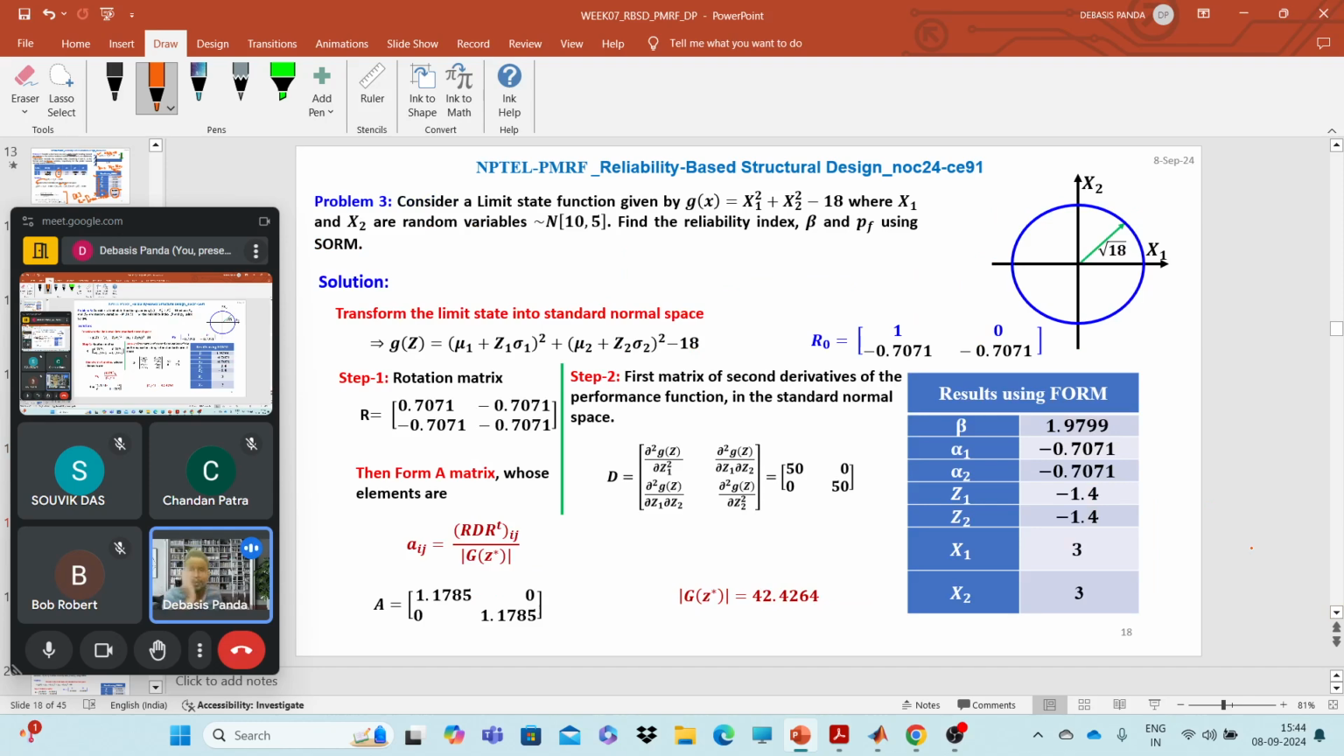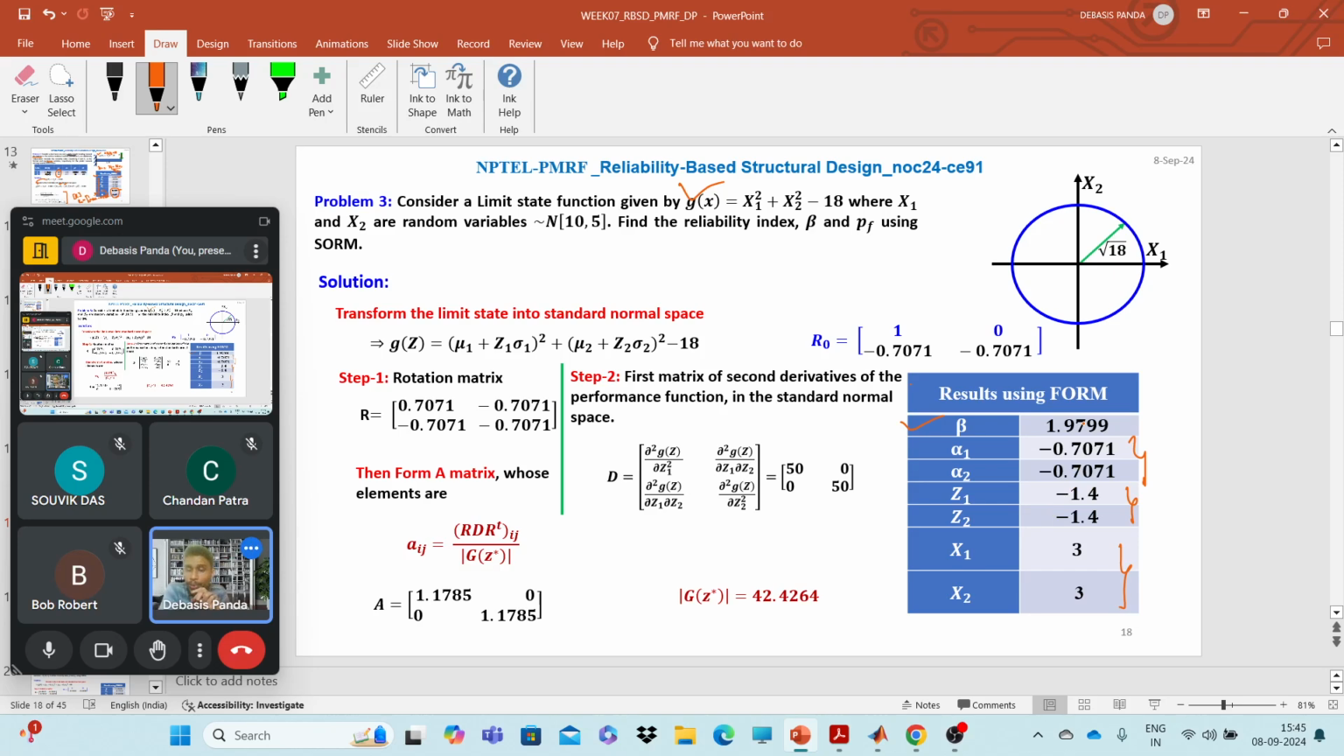So here, look at the limit state function. Here we have the second order terms, x1 square, x2 square, and 18. We have solved it using FORM. After solving it, recall we had these results: beta is equal to 1.9799. These are the two final alpha values, these are the z values, and these are the x values. We solved using both the Rackwitz-Fiessler algorithms. So these are the final values we are getting from the first order reliability analysis.